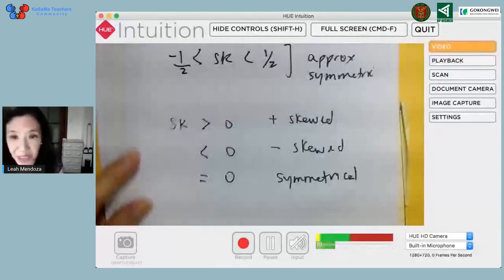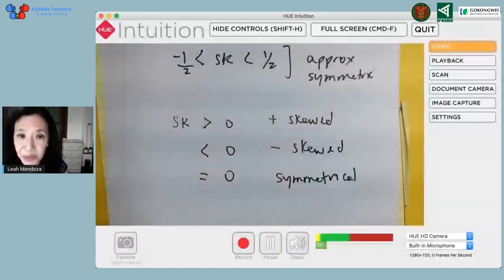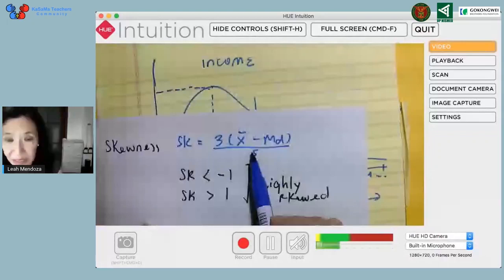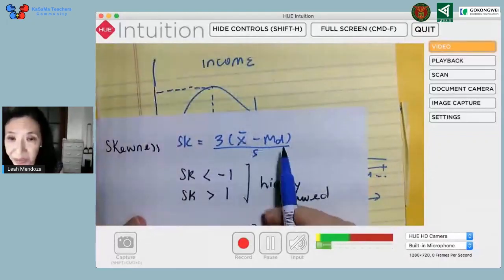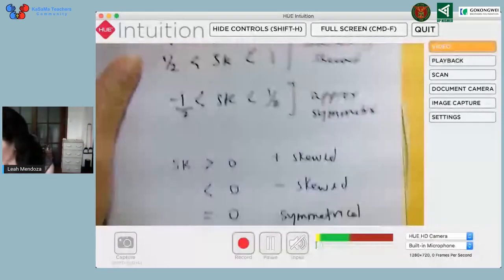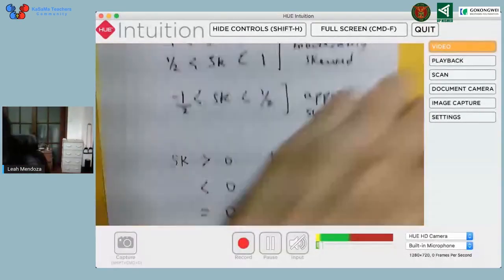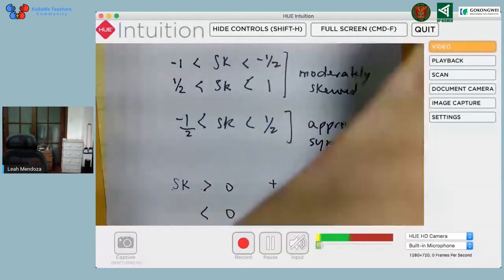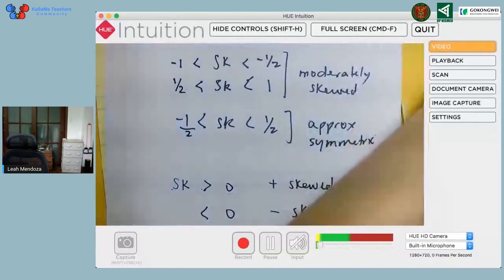And of course, the general rules. When skewness is greater than 0, that means the mean is greater than the median. And when does that happen? When you have a positively skewed distribution like this one.